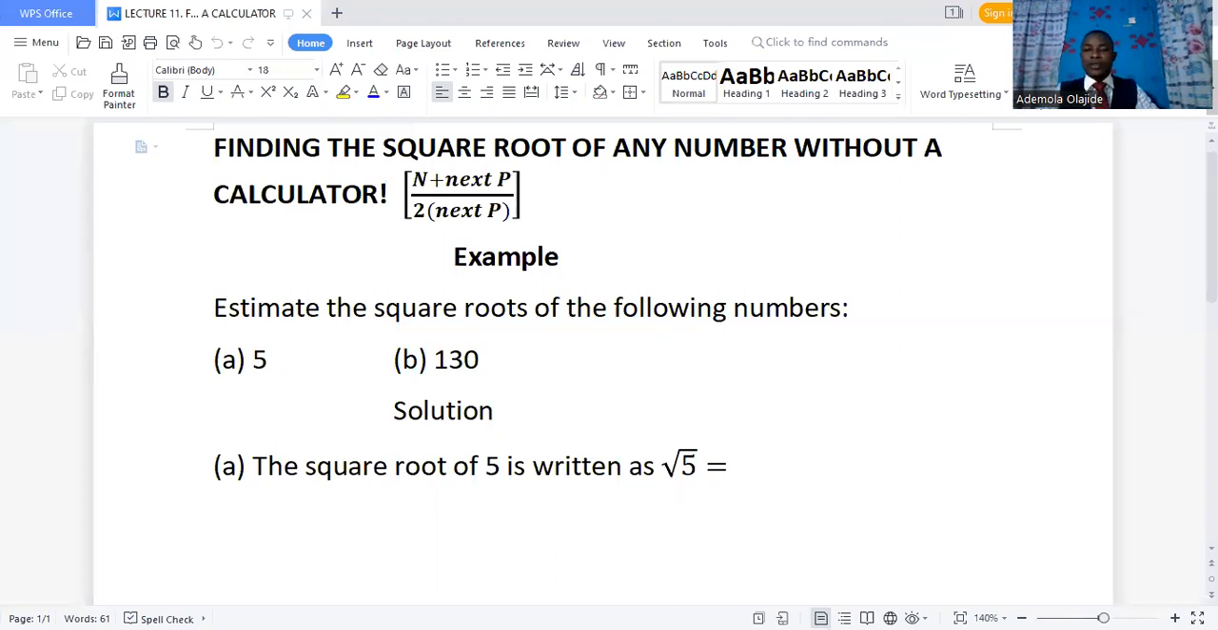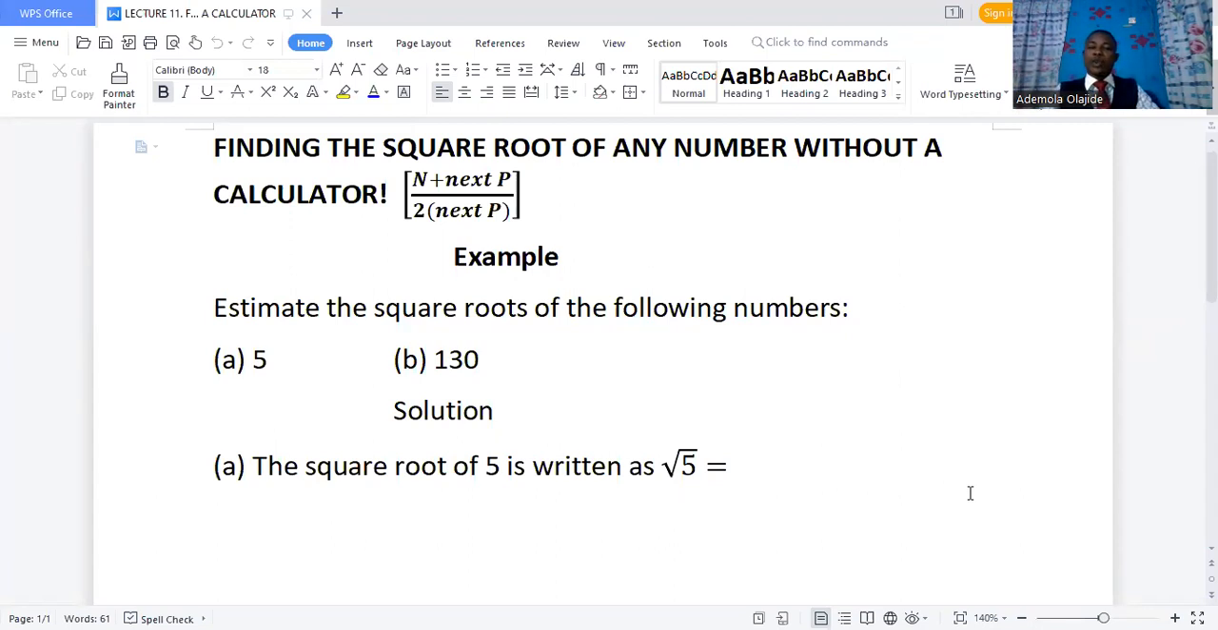Welcome back to our elementary math class. Today, we'll be looking at how to find the square root of any number without a calculator. So it's part of what we need to learn as pupils.